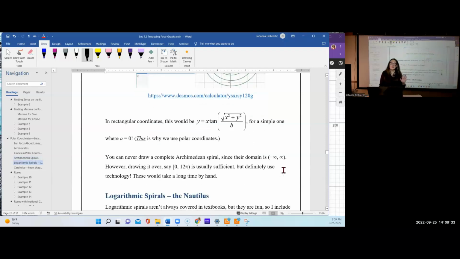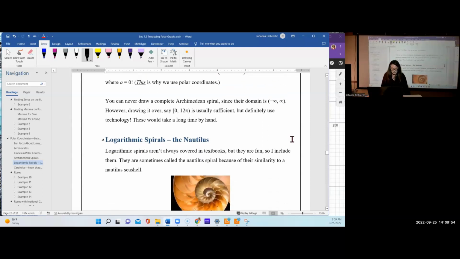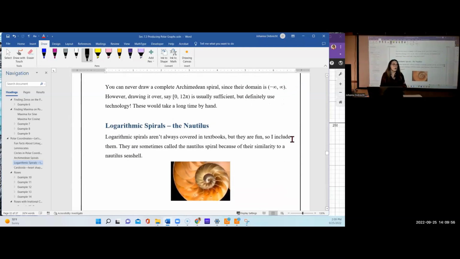Now, for a very simple one of these in rectangular coordinates where A is actually 0, this is the equation that you would have to enter. So this would graph a very simple one where A is 0. If A is not 0, it gets much, much more complicated. And this is, of course, why we like to do them in polar coordinates. Now, you can never completely draw the Archimedean spiral because the domain is negative infinity to infinity. But usually going 0 to 12 pi is enough to see what's happening.